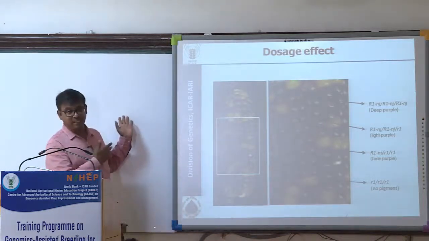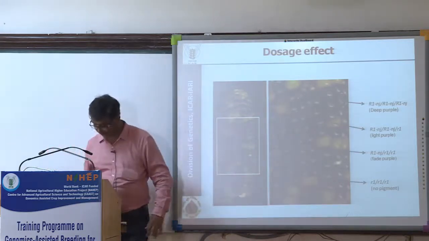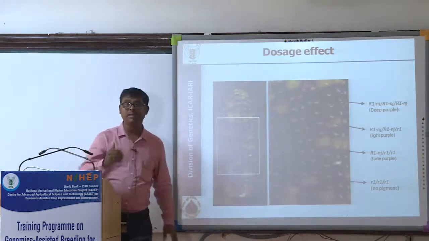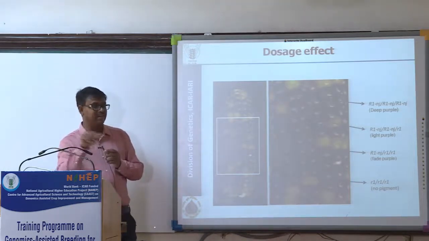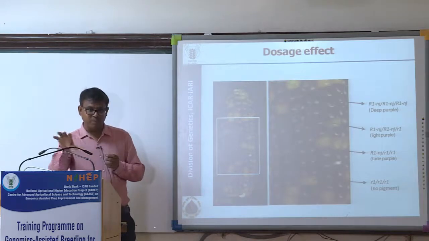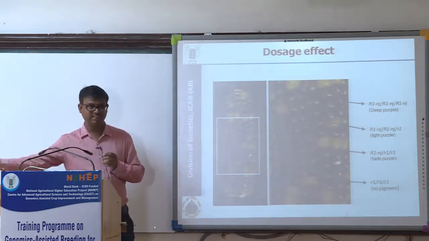In some of the cases like sugary shrunken, we do not have dosage effect, but here we have a dosage effect. How can the dosage effect be explained? You have three genes, every gene is getting transcribed, translated. So more protein means more activity, which means more final pigmentation. That is what it is.